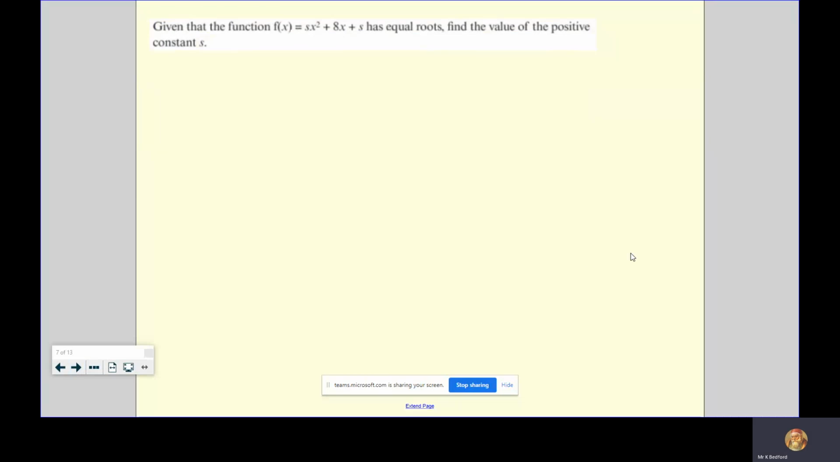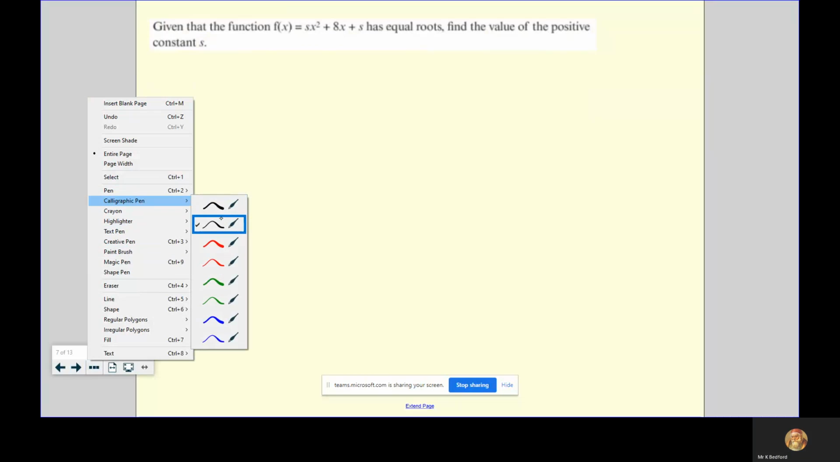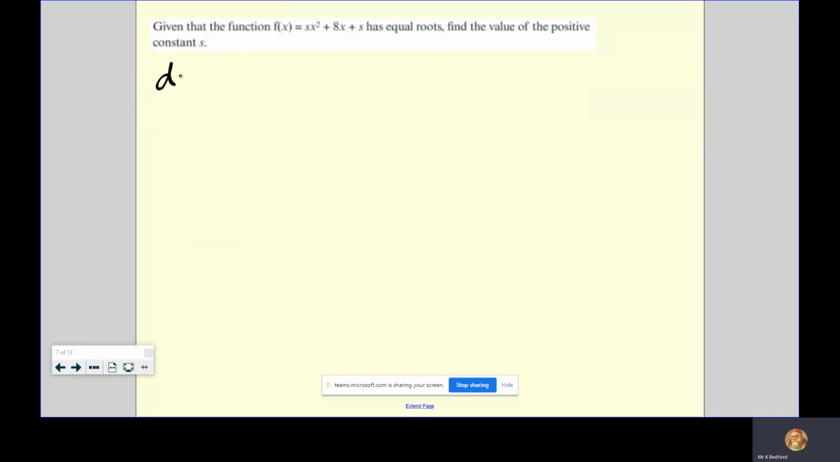So question 1 says, given that the function f of x, which is s x squared plus 8x plus s, has equal roots, find the value of the positive constant s. Well, whenever we're looking at something and it's got equal roots, our main thing that we're looking for is the discriminant, which is going to be our b squared minus 4ac. If it's got equal roots, that means we want our discriminant to be equal to 0.